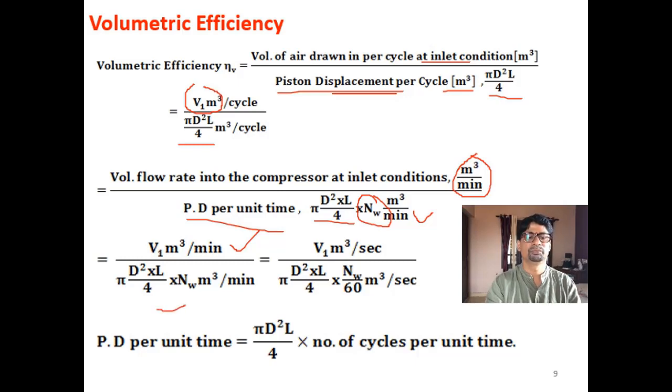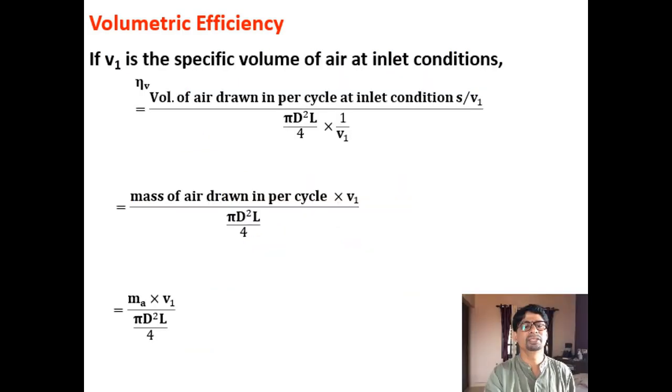So suppose if you want it per second, convert this V1 into meter cube per second, and here the speed has to be divided by 60, RPS, so it becomes meter cube per second. So piston displacement per unit time is nothing but pi d square by 4 into L into number of cycles per unit time. That is what Nw. So Nw is the number of cycles per minute, which is usually the speed of the compressor, RPM.